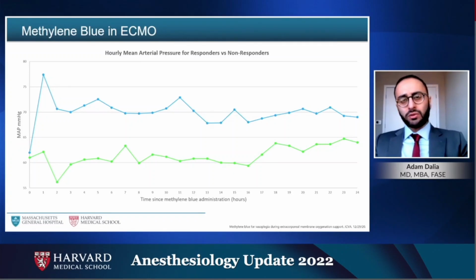And so that's why methylene blue really isn't the magic bullet for vasoplegia, but there's a subset of patients who do positively respond to the methylene blue. We also noticed that if you didn't have at least a 5% increase in your MAP, the mortality, unfortunately, was 100%.